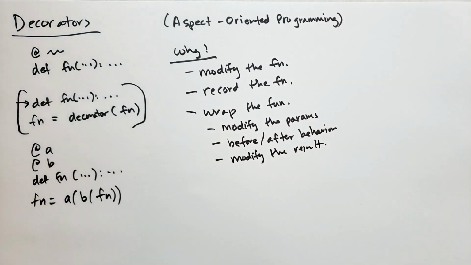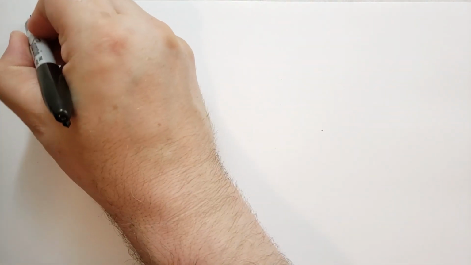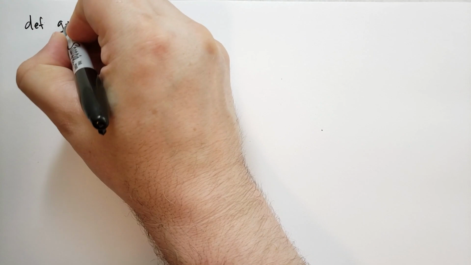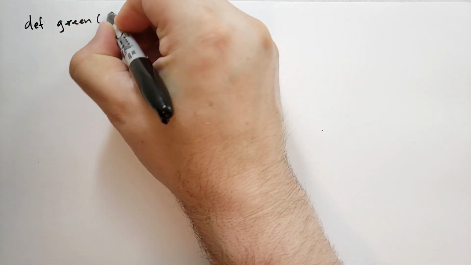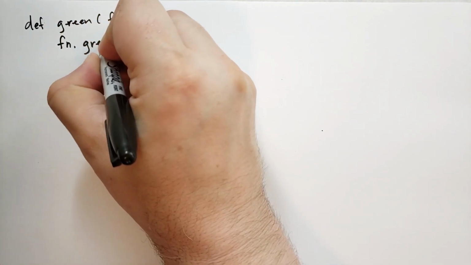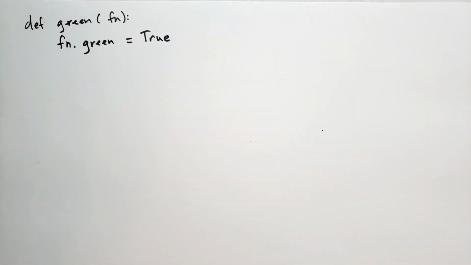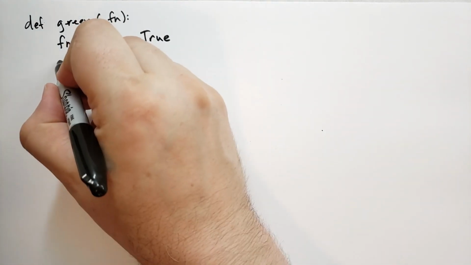Okay, so let's look at some examples here. First, we're going to try to modify the function. This is a very trivial example. It's not something you typically see. I have written code like this in the past for various reasons. So here's a decorator. We're going to define a function. We're going to call it green, and it's going to accept a function. And what we're going to do is take that function and set the green attribute on that function to be true, because this is a green function. Okay, and then we're going to return the function.